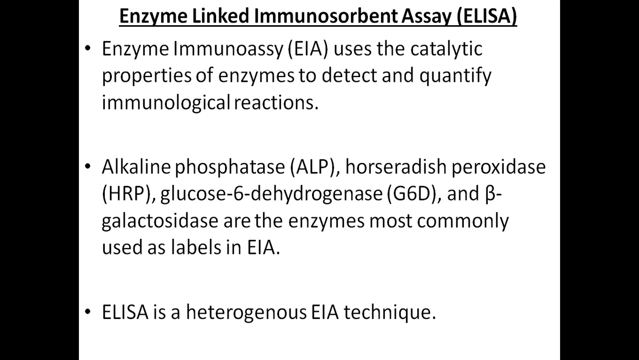Enzymes like alkaline phosphatase, horseradish peroxidase, which is called HRP, glucose 6 phosphate dehydrogenase and beta galactosidase are the enzymes which are most commonly used as labels in enzyme immunoassay.